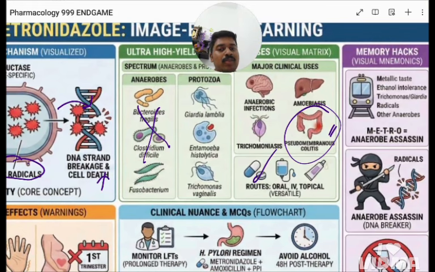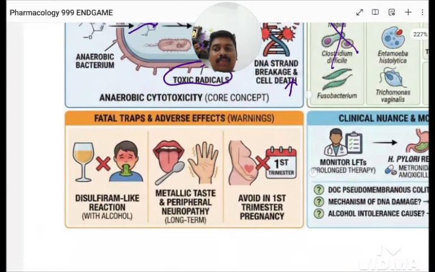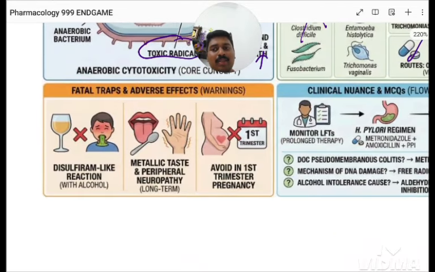Next, what are the routes? We can give it by oral, IV, topical, whatever. Next, what are the fatal traps? There is something known as the disulfiram reaction. We had seen this before also with some other drugs. Whenever you use this drug along with alcohol, it will cause a disulfiram-like reaction. It can cause vomiting, vasodilation features, flushing and so on. So this is one question where one of the options will be metronidazole when a question is asked on disulfiram reaction.